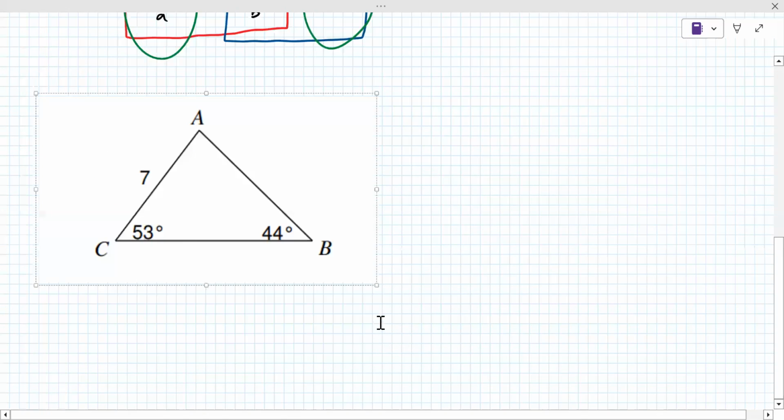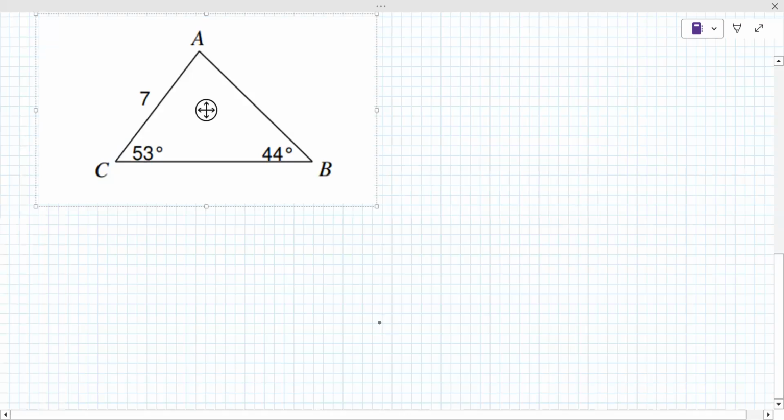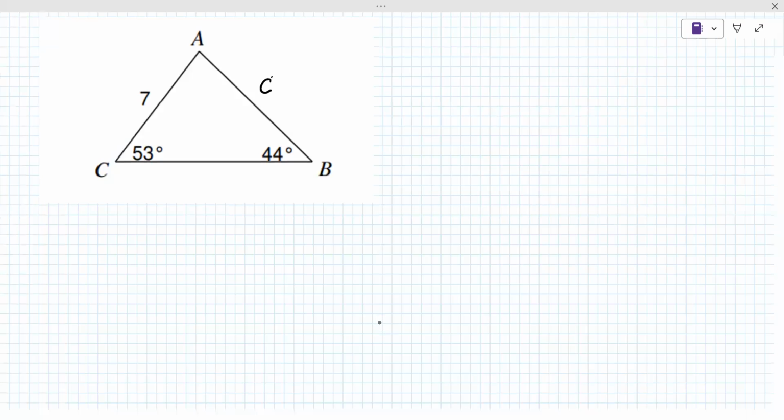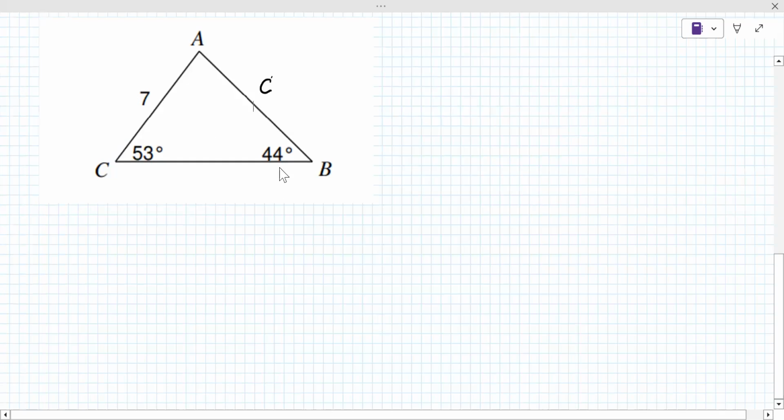Okay, so here's our first problem to look at. Assume that we are solving for C. The first thing you want to think about here is, are you given an angle and a side pair? Yes. You're given an angle and a side across an angle. Now, we're trying to find C.